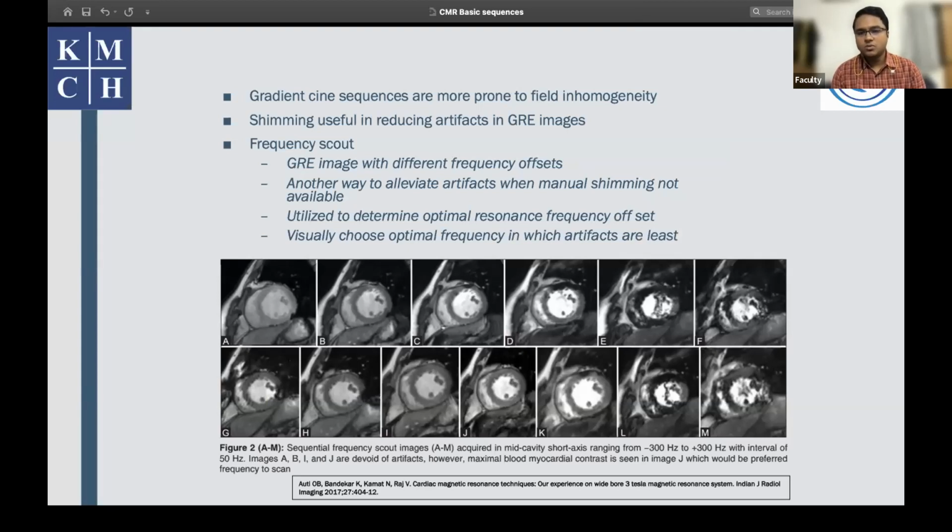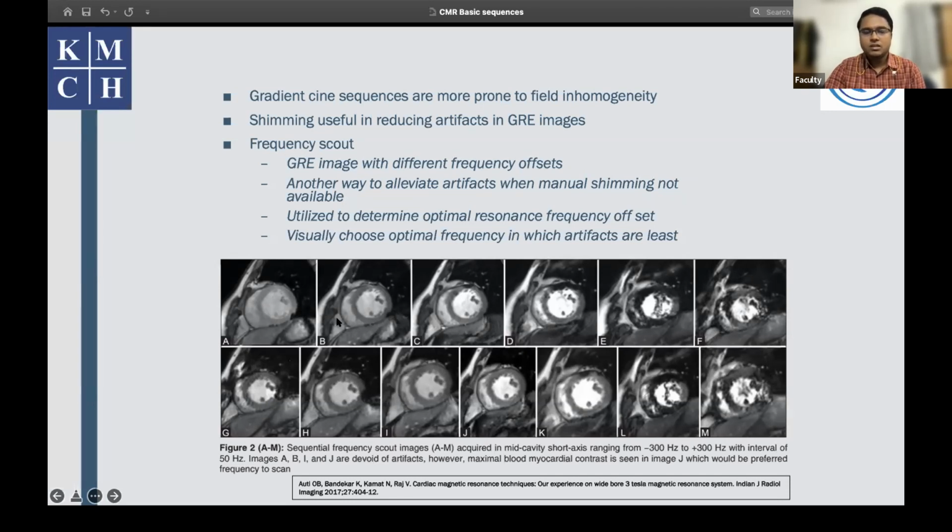ways of getting good quality images using the gradient echo sequence. So one such sequence is called the frequency scout, which is nothing but a routine gradient echo image, but which is acquired at a single slice with different frequency offsets. So here you can see a set of multiple gradient echo images, which are obtained at the same level, at the mid cavity level in short axis view. However, each image is obtained with a different frequency offset.